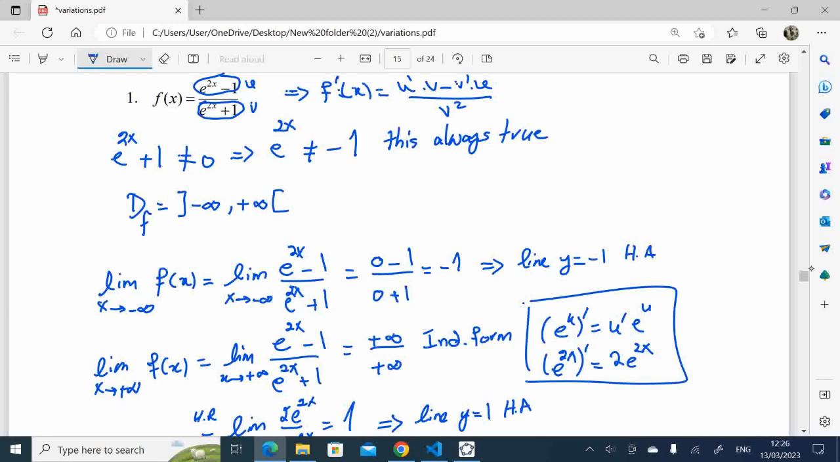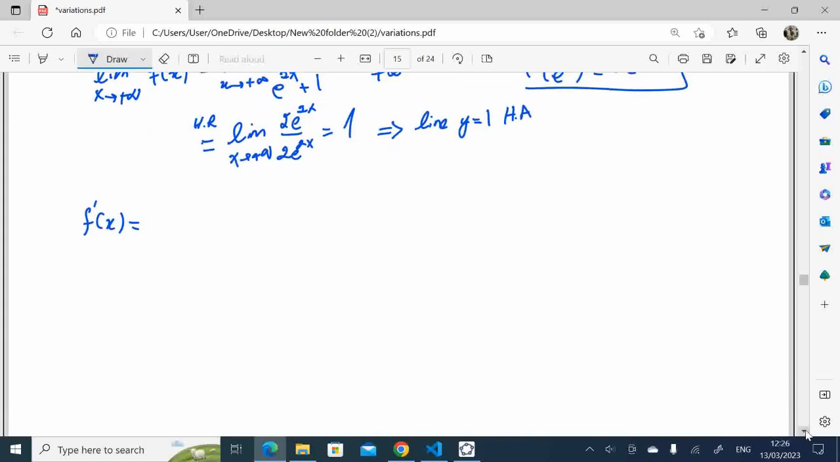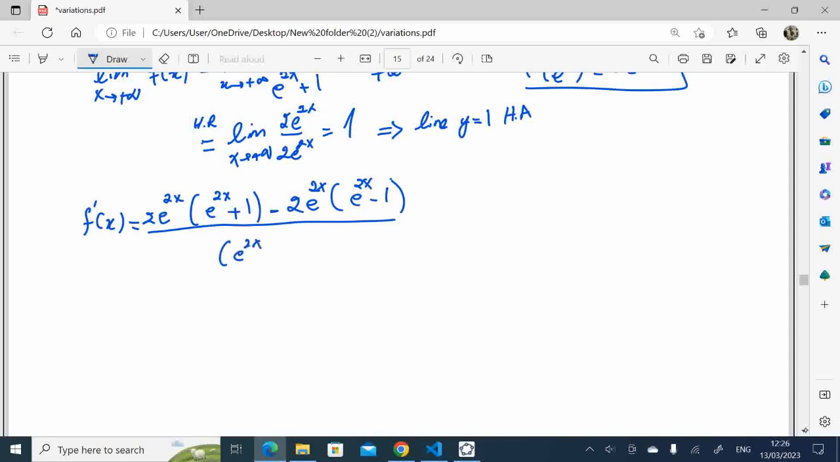So applying this rule, u prime is e^x, right? So e^x times v, which is e^x + 1, minus v prime, which is the same, e^x, times u, which is e^x − 1, over v squared, which means (e^x + 1) squared. Let's simplify this expression. What do we get?